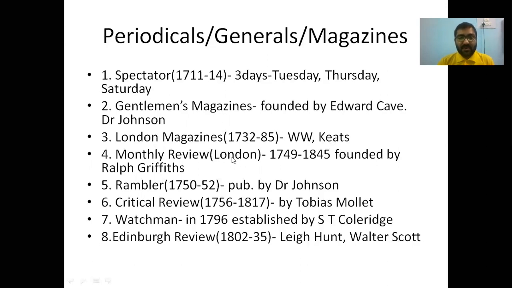Monthly Review, London, 1749 to 1845, founded by Ralph Griffiths. Rambler, 1750 to 52, published by Dr. Samuel Johnson. Critical Review, 1756 to 1817, by Tobias Smollett. And Watchman, 1796, established by S.T. Coleridge. Edinburgh Review, 1802 to 35, Leigh Hunt and Walter Scott used to write in this.